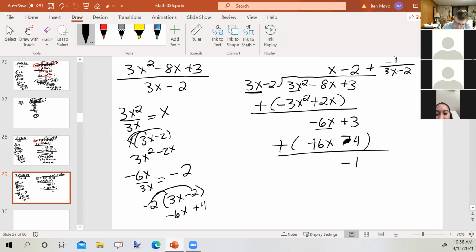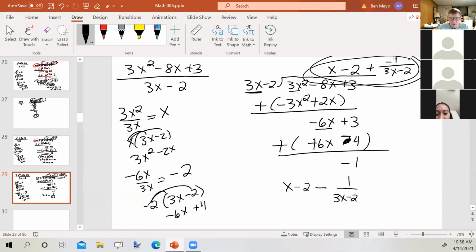Okay. Now, there are a couple of different ways you could write this answer. You could write it this way, or you could write x minus 2 minus 1 over 3x minus 2. The book tends to do it this top way. Honestly, I don't remember off the top of my head whether WebAssign does it that way or accepts it either way, but you'll find out, won't you, when you're doing your homework.